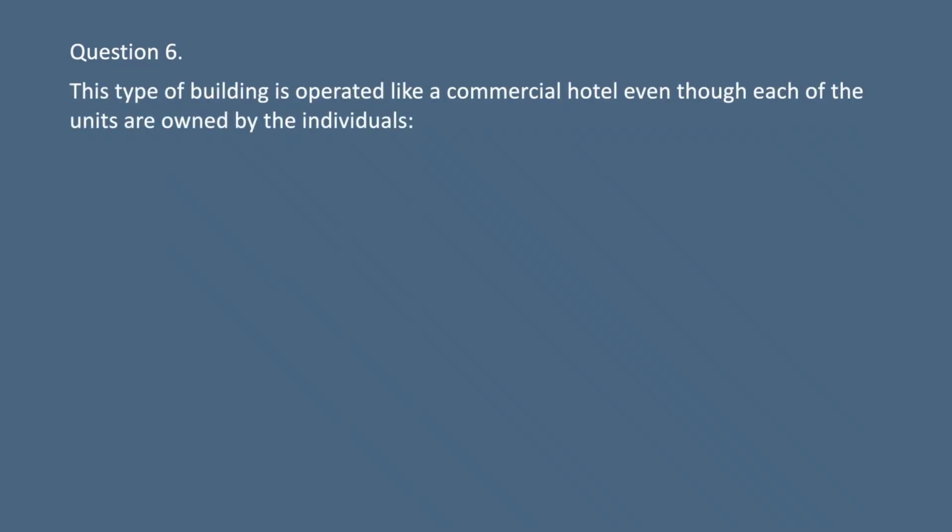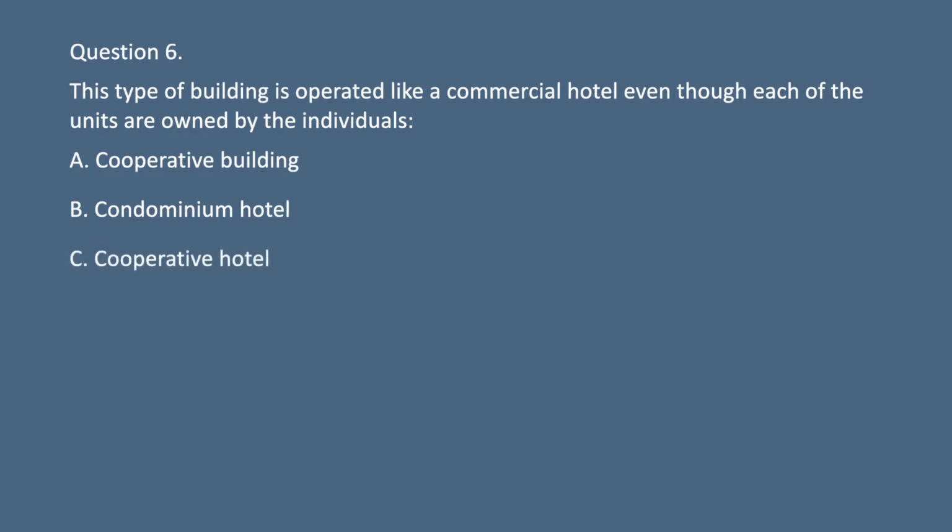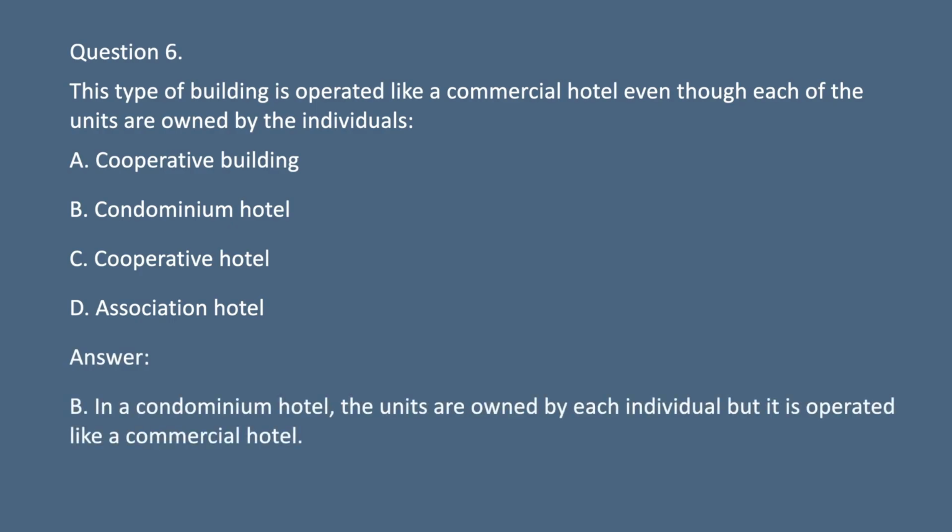Question 6. This type of building is operated like a commercial hotel even though each of the units is owned by individuals. A. Cooperative building. B. Condominium hotel. C. Cooperative hotel. D. Association hotel. Answer B. In a condominium hotel, the units are owned by each individual but it is operated like a commercial hotel.